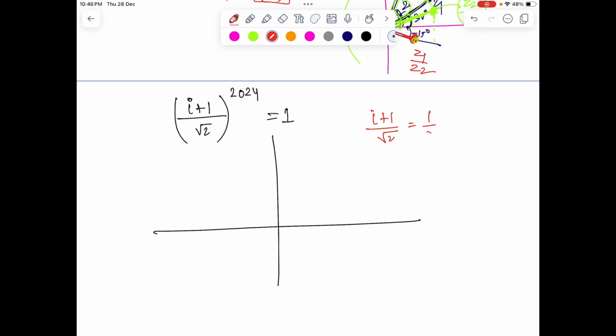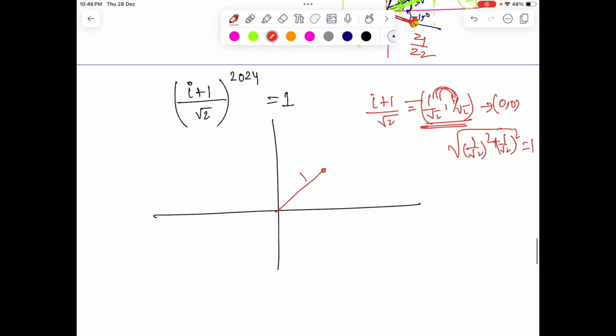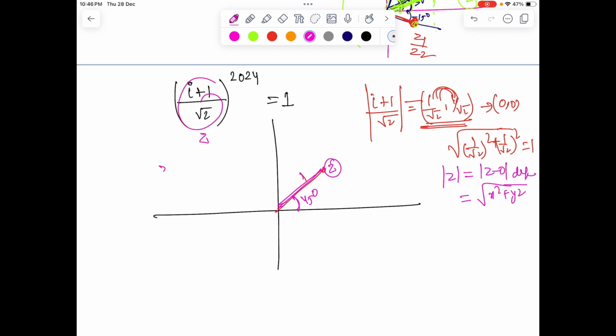So (i plus 1) by root 2 will have a location of 1 by root 2 comma 1 by root 2 in the complex plane. Now the distance of this point from the origin is going to be the root of (1 by root 2) square plus (1 by root 2) square. That's 1. And this we call the modulus of the complex number. Modulus of any complex number z is the distance of z from the origin, because it can be written as root over x square plus y square by definition. Now, what's the angle it's making? It's 45 degrees, right? Let's call this z.